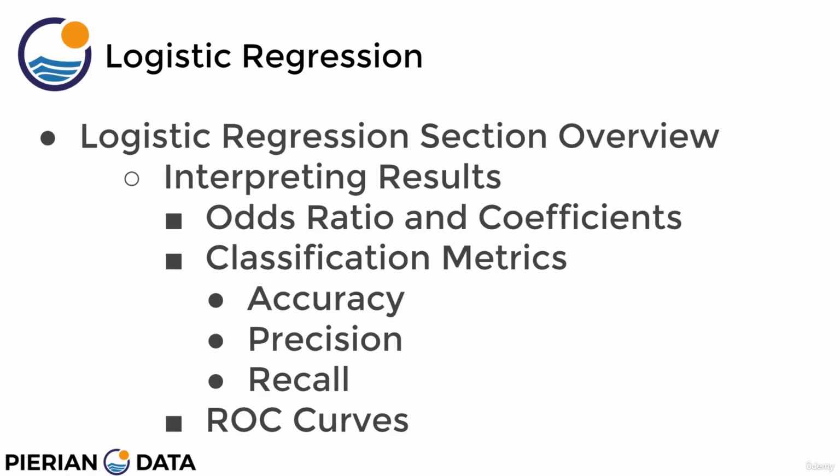Afterwards, we'll talk about how to interpret the results of logistic regression, specifically things like the odds ratio and the logistic regression coefficients. Afterwards, we'll have a larger discussion on classification metrics that will apply not just to logistic regression, but any classification problem, things like accuracy, precision, recall, and we'll also discuss ROC curves, otherwise known as receiver operator characteristic curves.